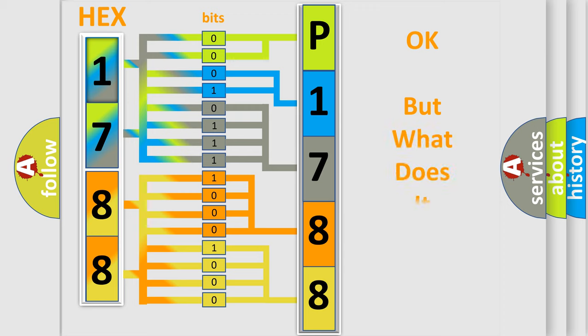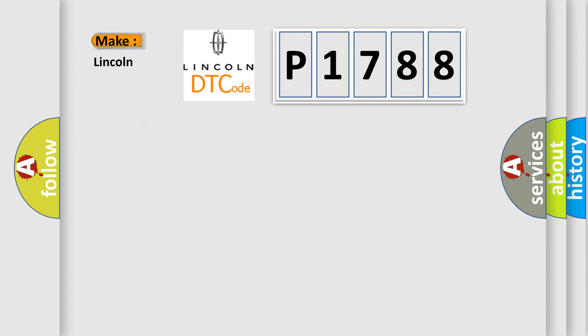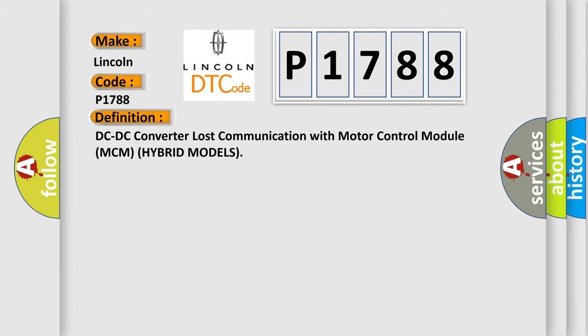The number itself does not make sense to us if we cannot assign information about what it actually expresses. So, what does the Diagnostic Trouble Code P1788 specifically interpret for Lincoln? The basic definition is: DC-DC converter lost communication with motor control module MCM, hybrid models.